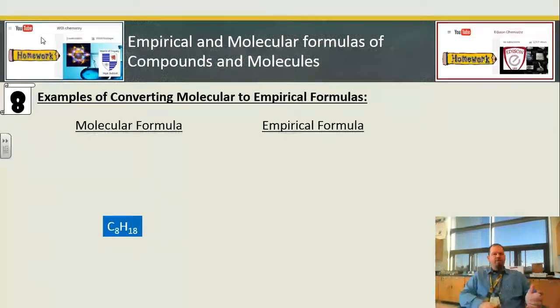C8H18, if I divide both of those by 2, which is the most I can go, I get 4 and 9. So that 9, that odd number, is going to stop me from moving with an even number, and that's as much as I can reduce it. So that is the empirical formula of that molecular formula.